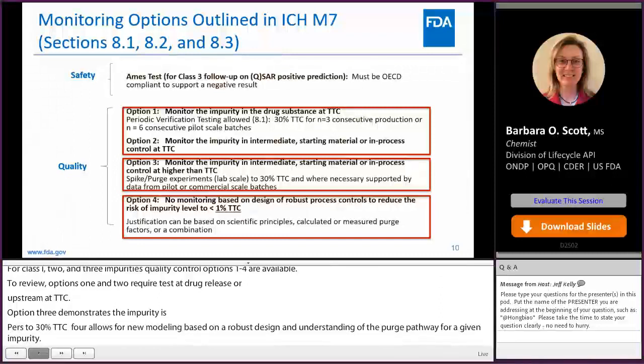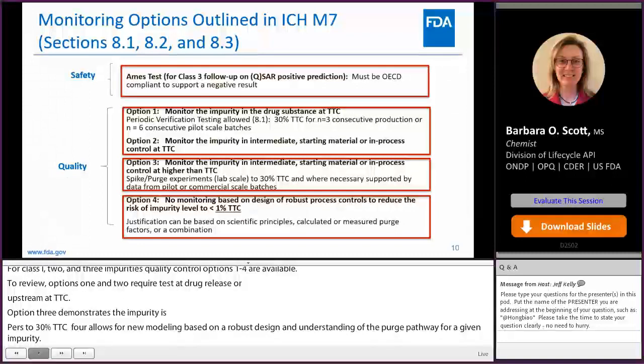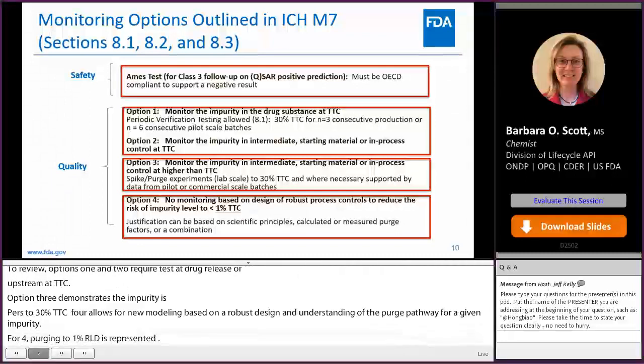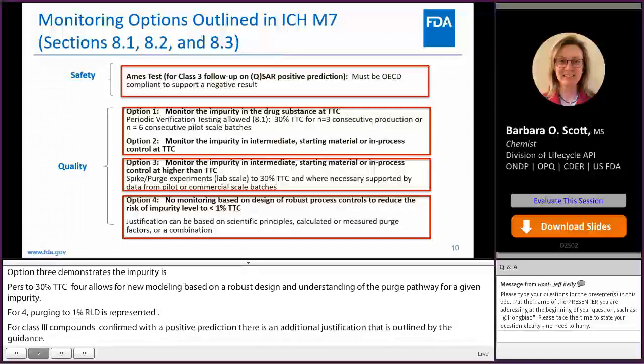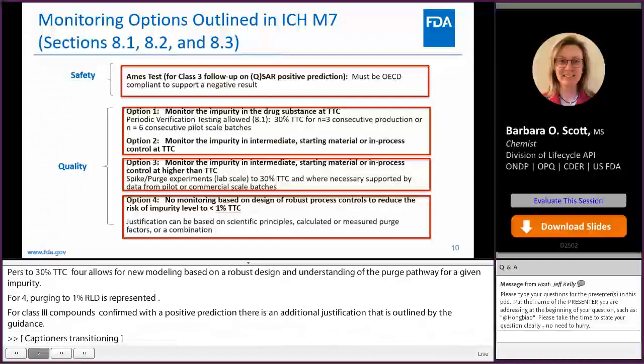For class 3 compounds, which are impurities with a confirmed positive QSAR prediction, there's an additional justification pathway outlined by the guidance. As an alternative to controlling the impurity by options 1 through 4 that we just discussed, you have an option to perform a bacterial mutagenicity study, which is typically an Ames test, on the impurity and submit it to the agency for review. In cases where the agency determines the study is valid, these results would overrule any structure-based concern or QSAR prediction.